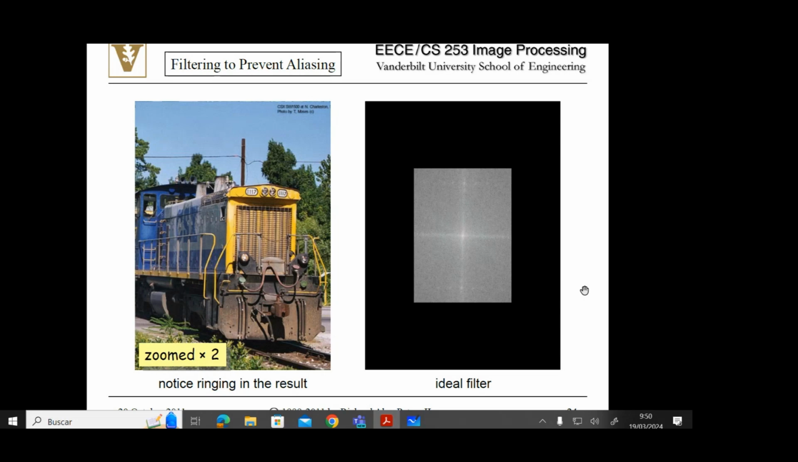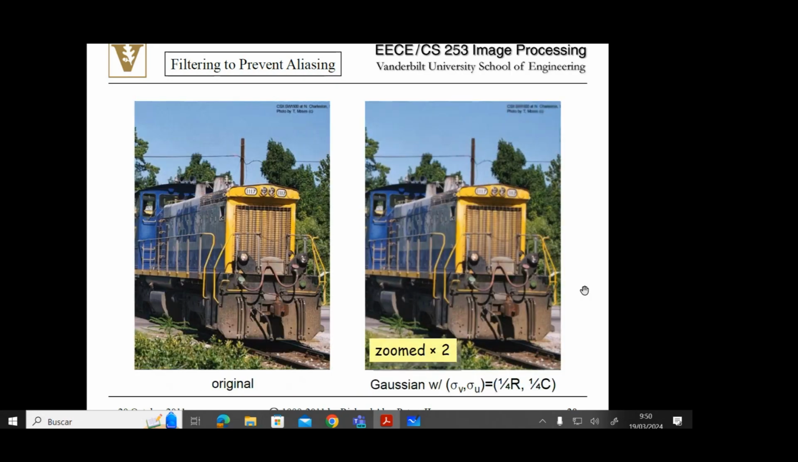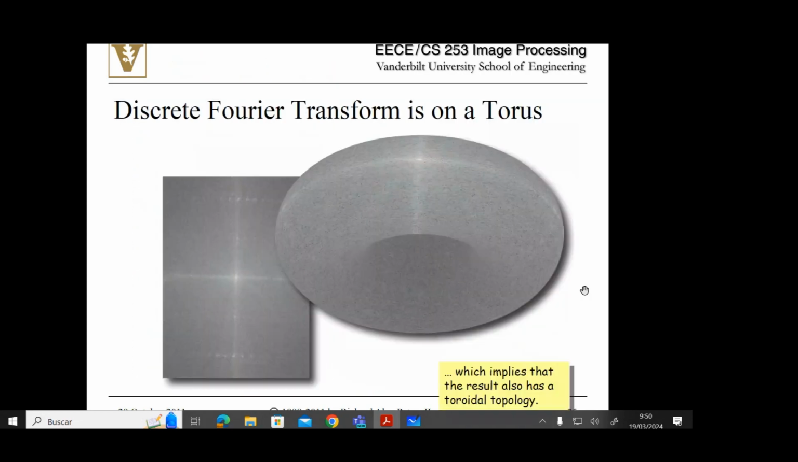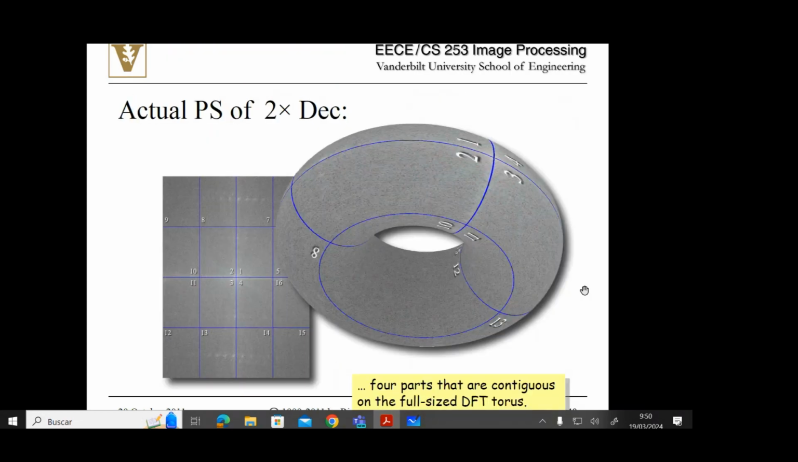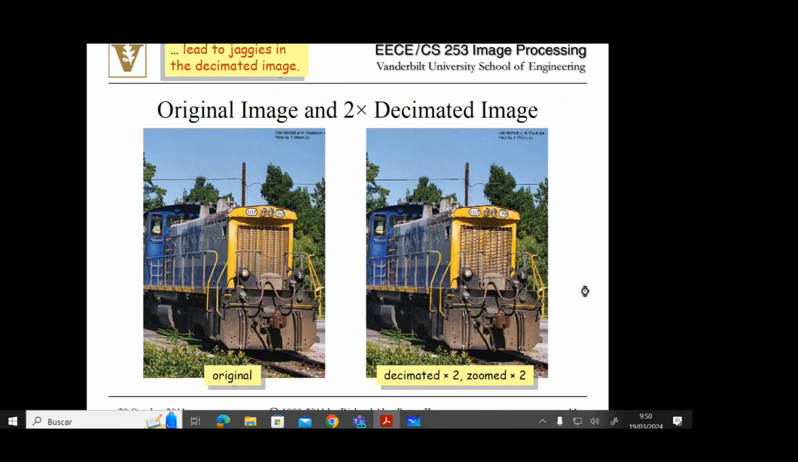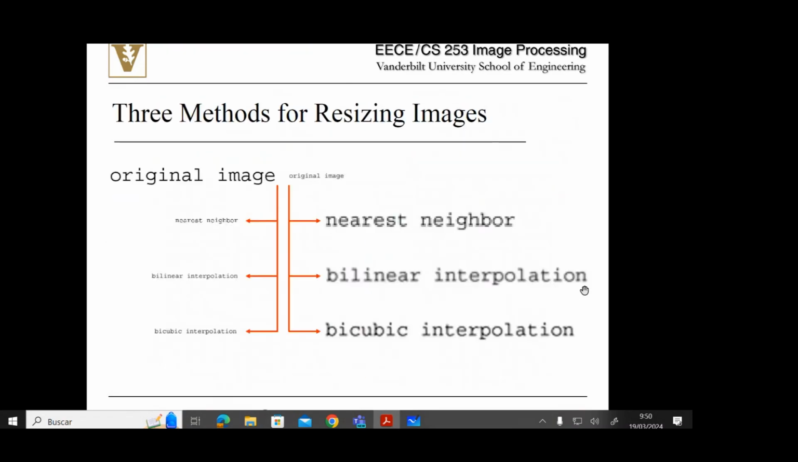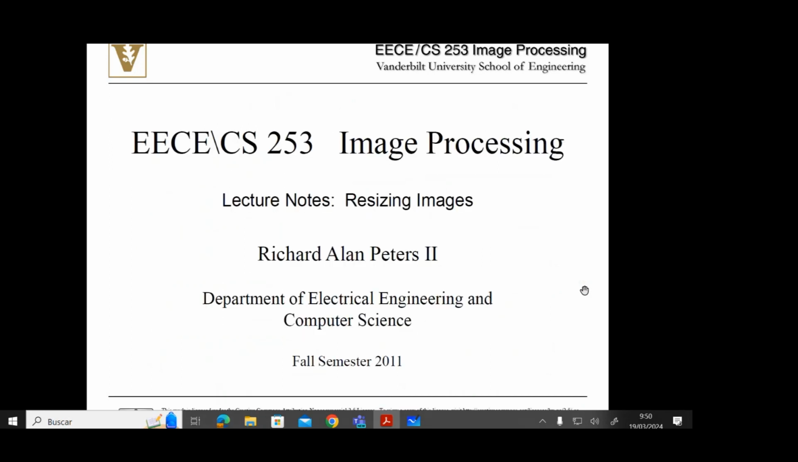So now we are done with aliasing and sampling. So let's continue a bit more because we will not have class tomorrow. Let's continue. We have a lot of time. Okay, so the next lecture is about resizing images. So resizing images is we want to change the size of our image.